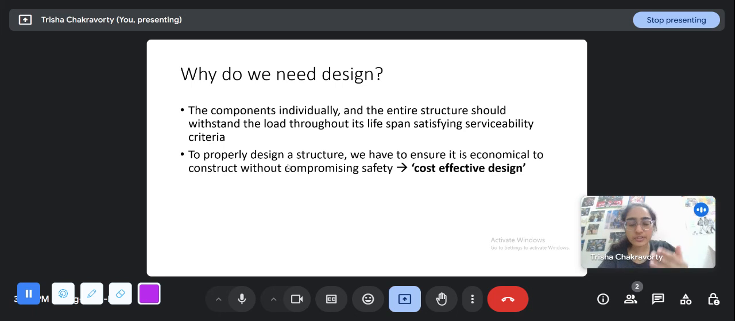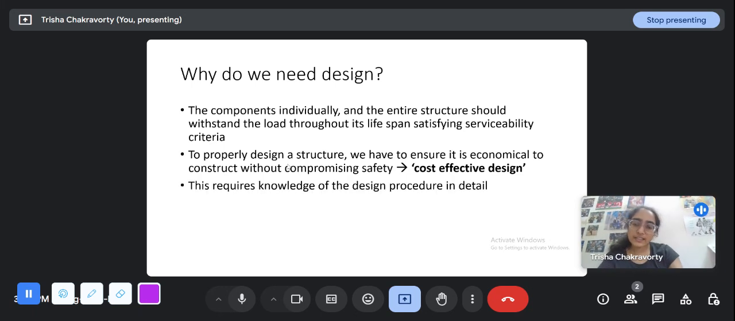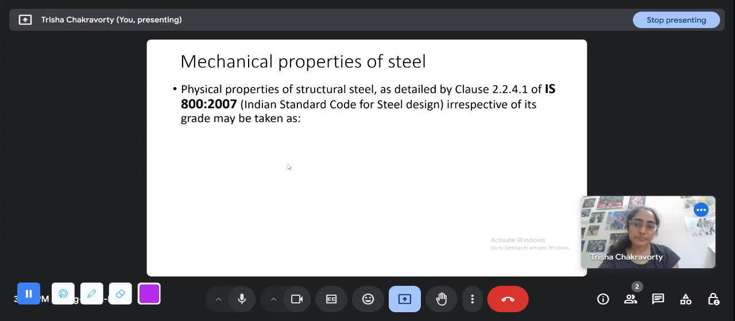Whether for the minimum to attain a certain level of safety or reliability that we want, we would want to make our structure as economical as possible. So that is the balance that we have to look for, and this requires knowledge of the detailed design procedure in great detail. We must know all the options available to us, so that we can take the best way to make it safe and economical.